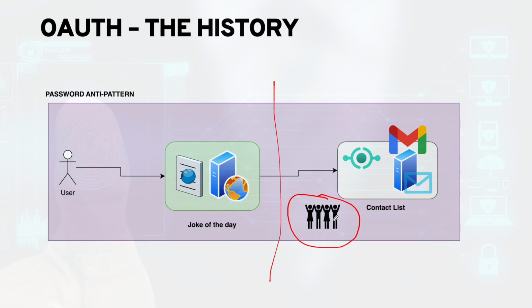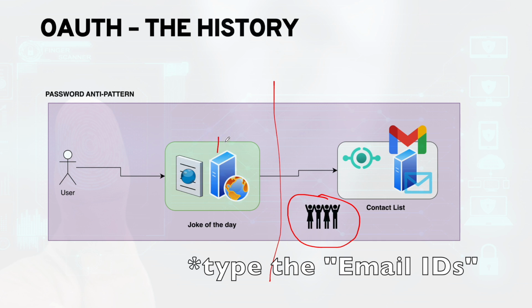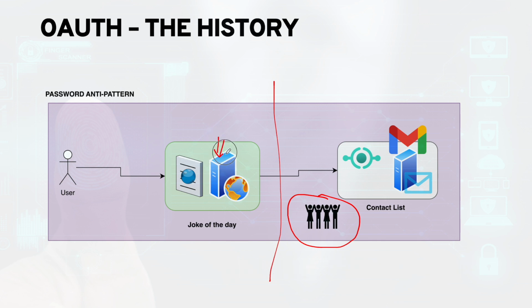So how can he share this? One way is that he can type all the email IDs into this application, and by typing all the email IDs, this application is going to have them, and can now send emails to these contacts also, and to this user as well. But this is not a very good approach, it is a very cumbersome approach.